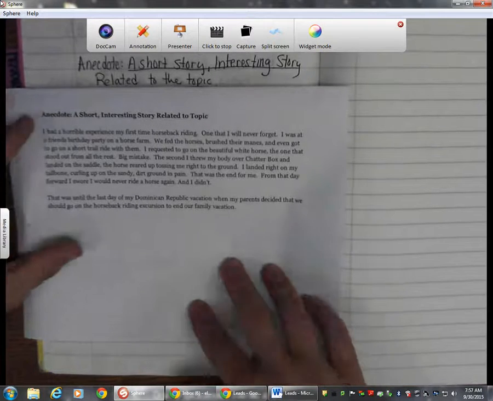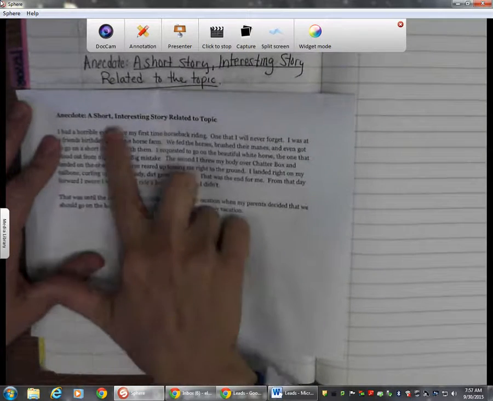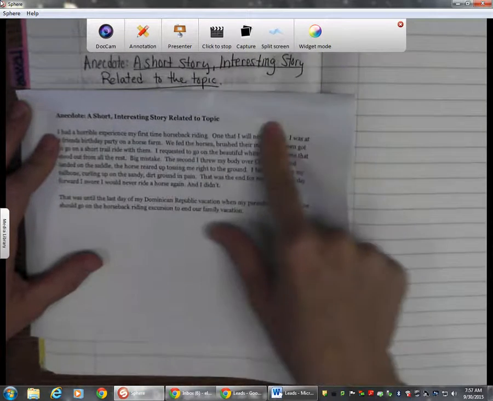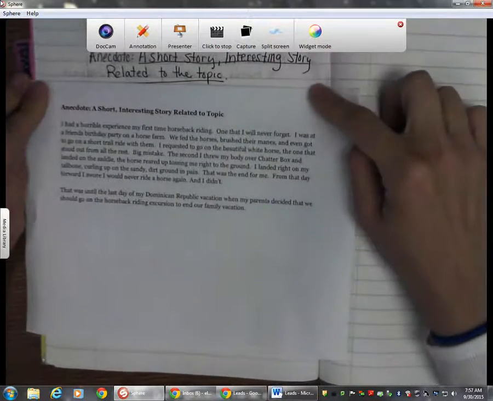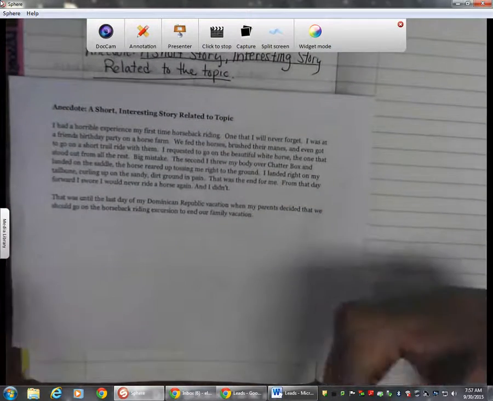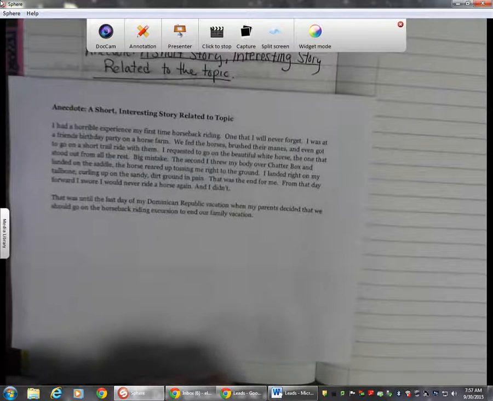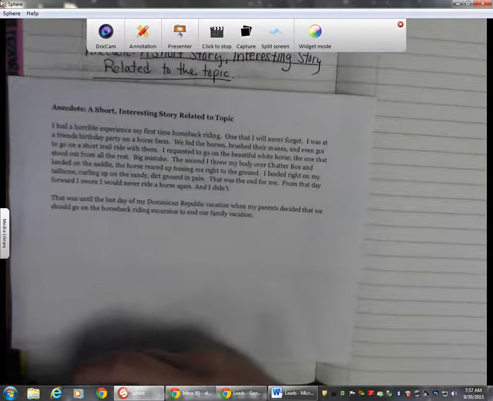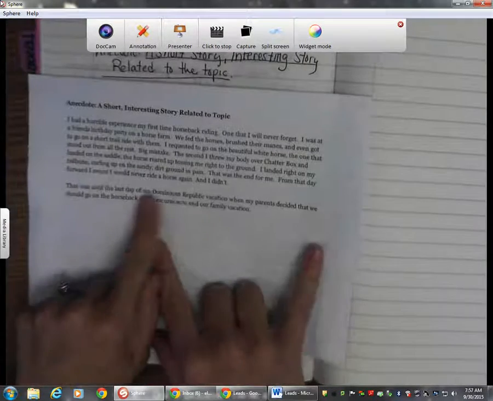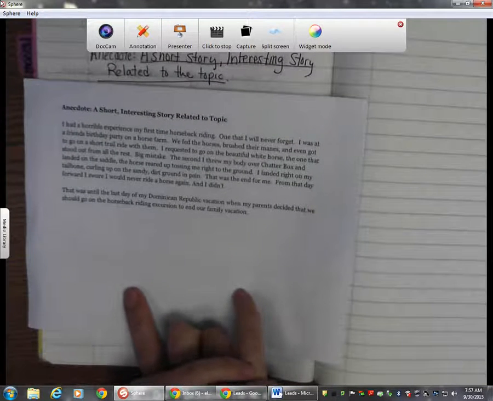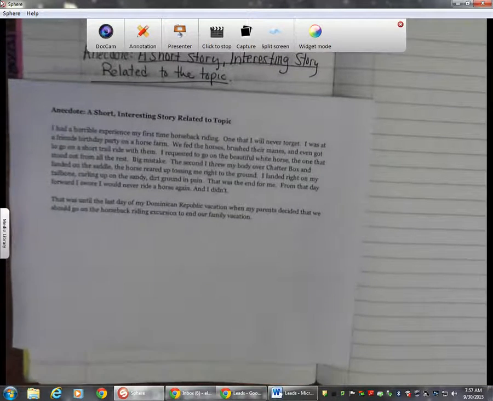So as you can see, this is kind of like a background story about me and my horseback riding experiences, and that's going to lead into the time that I had to get shots from being on the horse in the Dominican Republic. So I want you to try out both of these leads for your own writing piece.